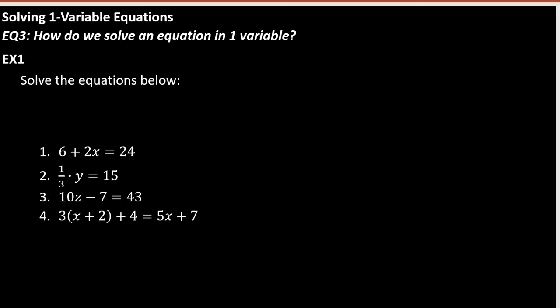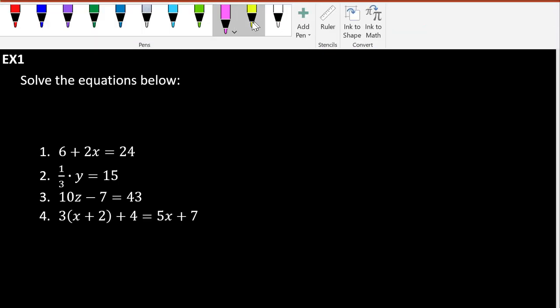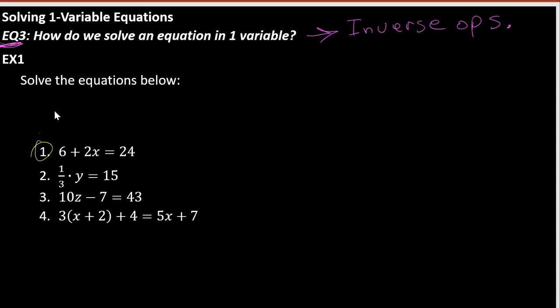Okay, so moving on, we've got some basic equations here. EQ3, how do we solve an equation in one variable? How do you solve any equation in however many variables? You're going to use inverse operations, right? And that's not a new concept. It's something we did extensively in geometry. So let's go ahead and solve this first one.